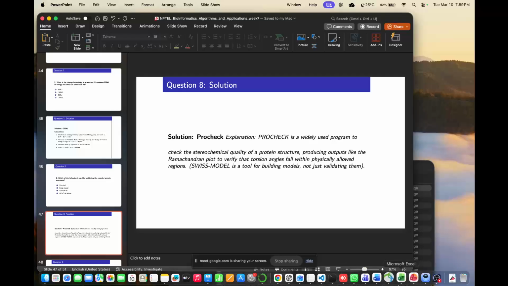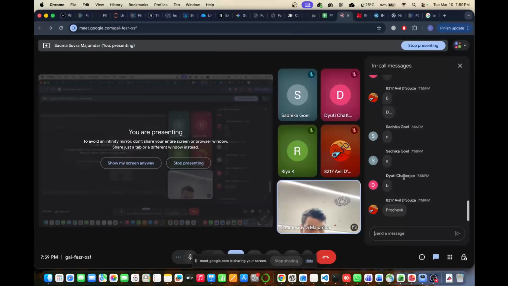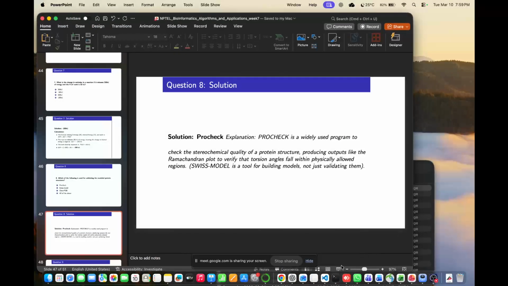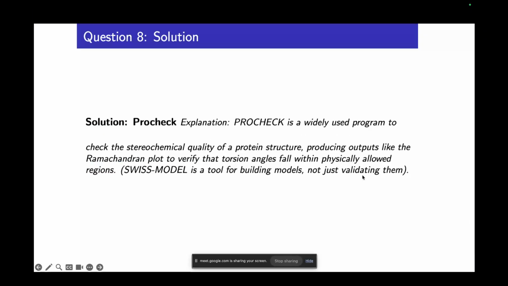The answer is ProCheck. I think somebody answered Swiss model, if I'm not wrong. Yeah, somebody answered Swiss model. Swiss model will only give you the template, it does not give you the validation. ProCheck will give you the validation. Swiss model will give you the template, basically your homology modeling template, which you can use to model your protein, but it does not validate anything. ProCheck is the software for validating. So yeah.